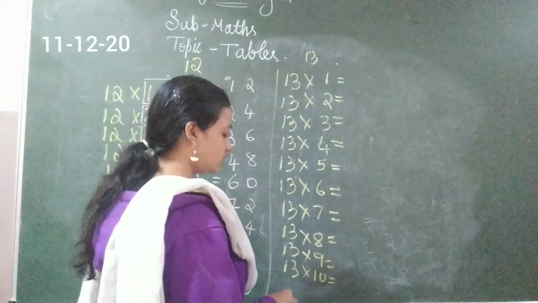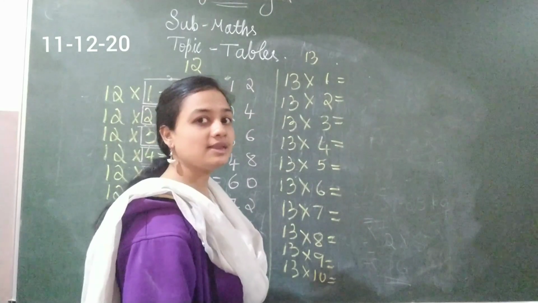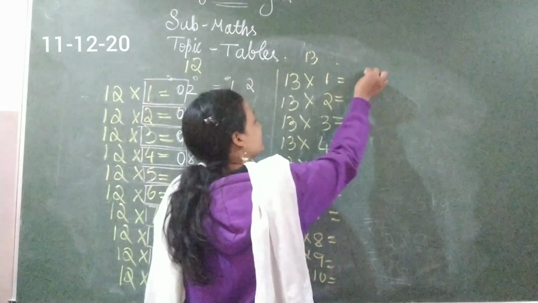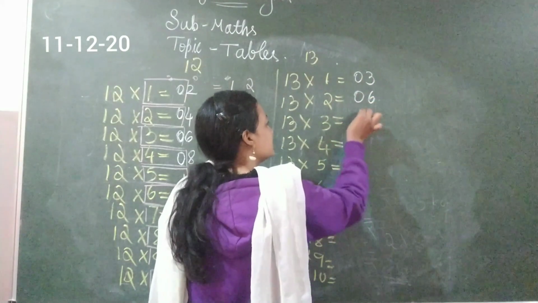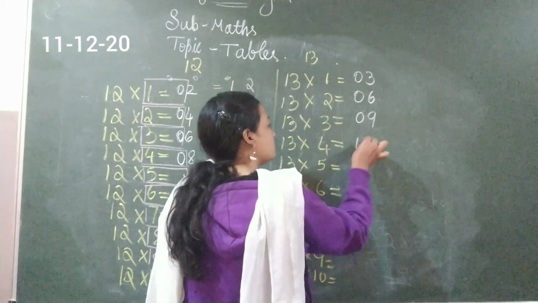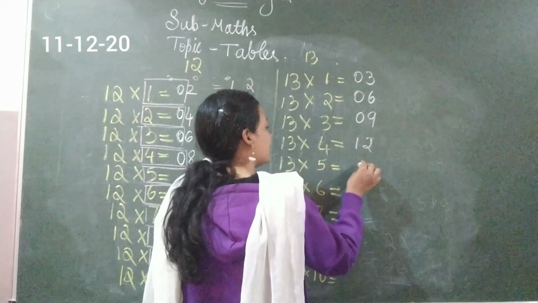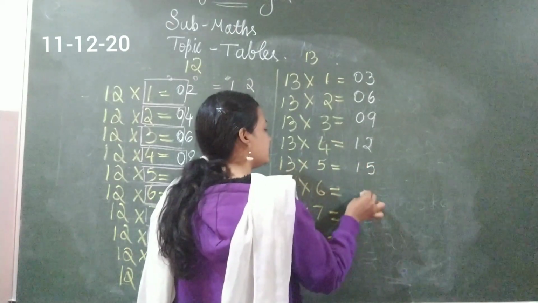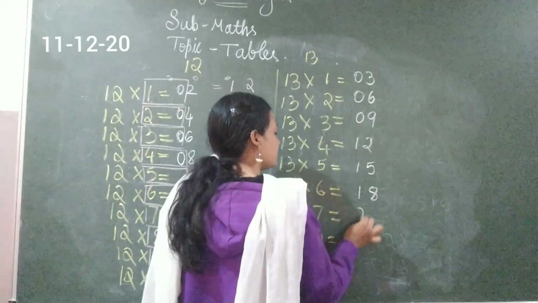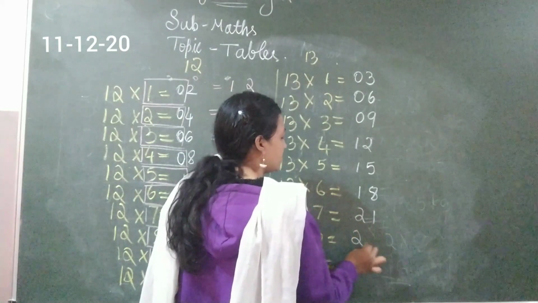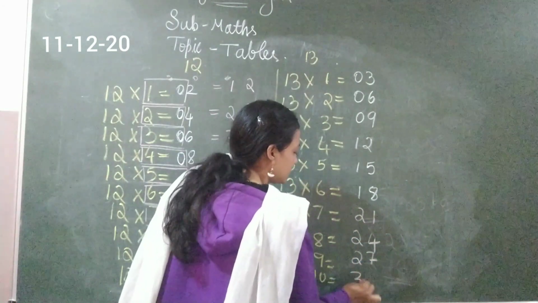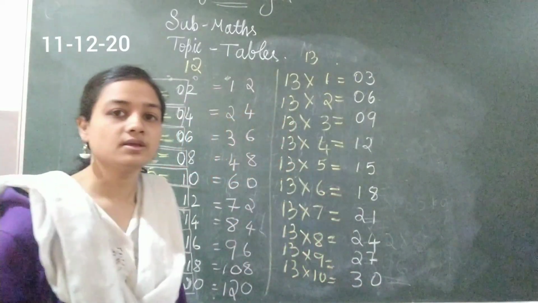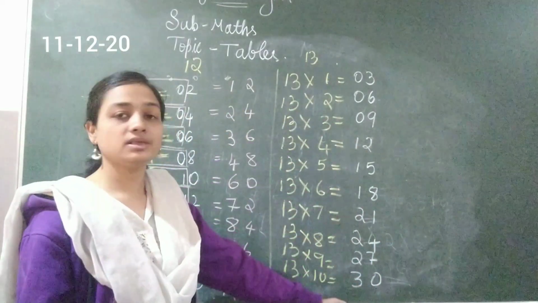For the 13 table, first we are going to write the 3 table. So write the answers for the 3 table. 3 ones are 3, 3 twos are 6, 3 threes are 9, 3 fours are 12, 3 fives are 15, 3 sixes are 18, 3 sevens are 21, 3 eights are 24, 3 nines are 27, 3 tens are 30. So I have written the 3 table here.